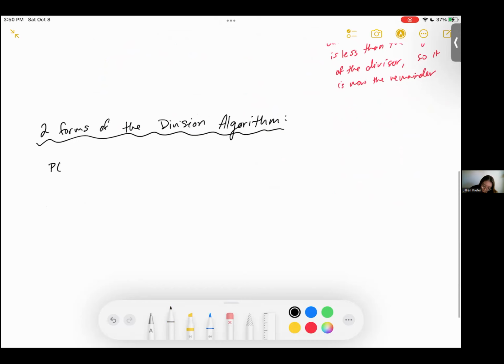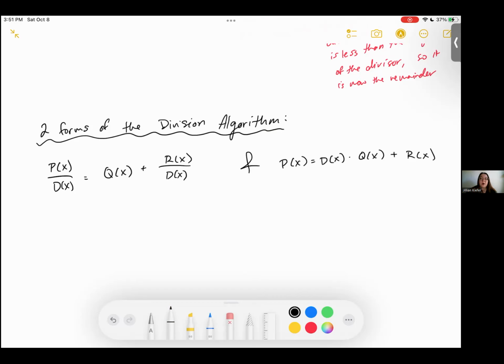This is going to be p of x divided by d of x is equal to q of x plus r of x divided by d of x. So our dividend divided by the divisor is equal to the quotient plus the remainder divided by the divisor. We also have p of x is equal to d of x times q of x plus r of x. So our dividend is equal to the divisor times the quotient plus the remainder.